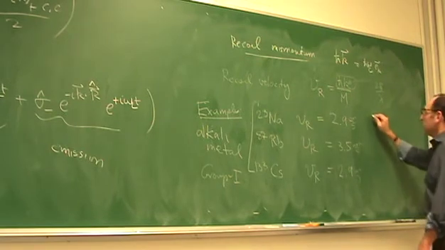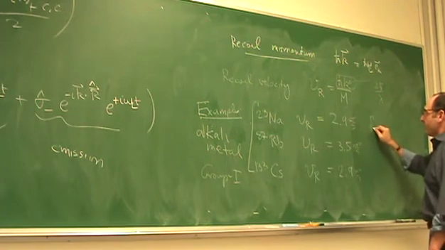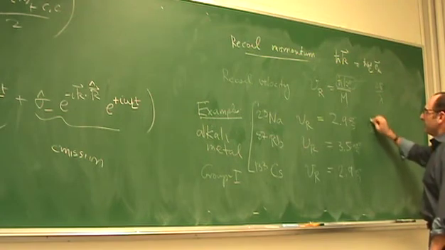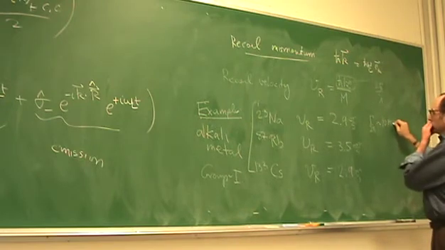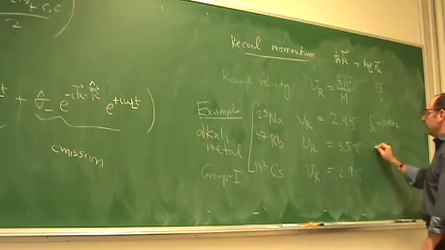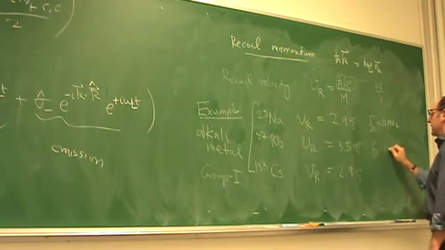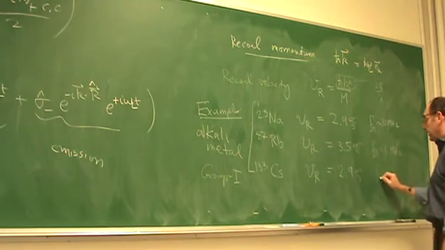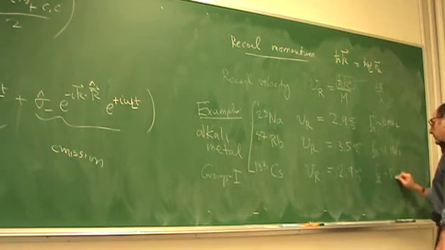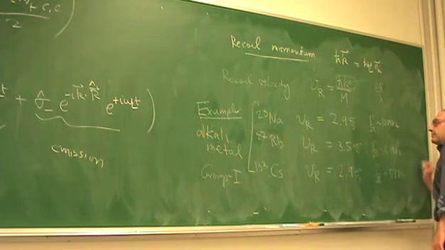So in sodium, first of all, the natural line width is on the order of 10 megahertz. In rubidium 87, it's on the order of 6 megahertz. And the natural line width for the D2 line in cesium is on the order of 5 megahertz. So it's order of 2 megahertz.